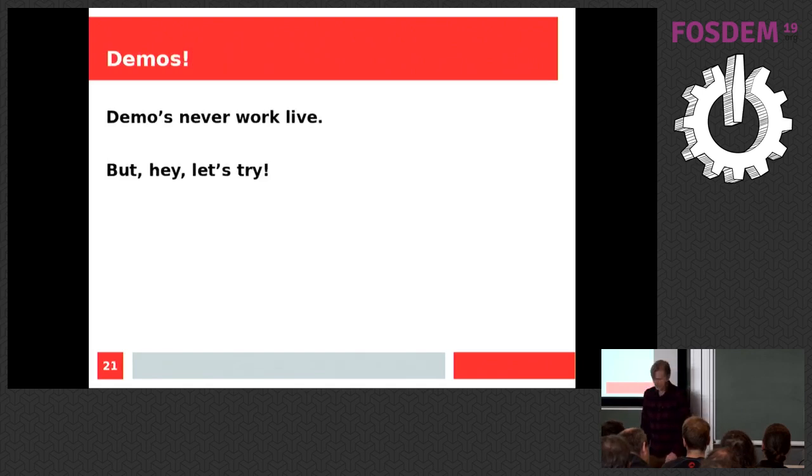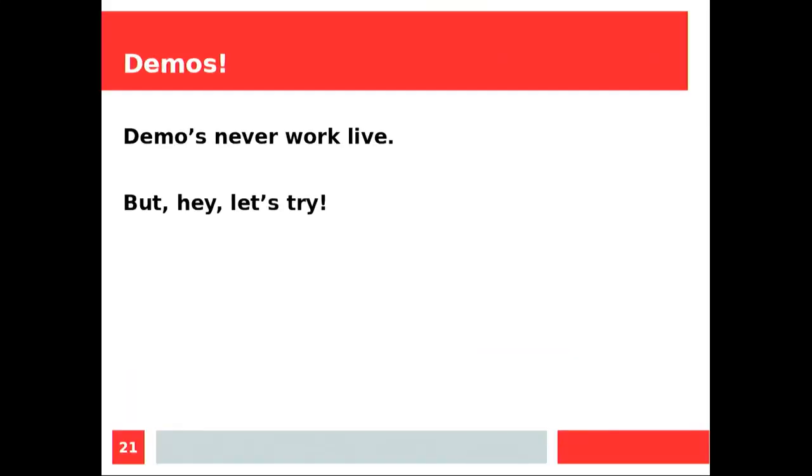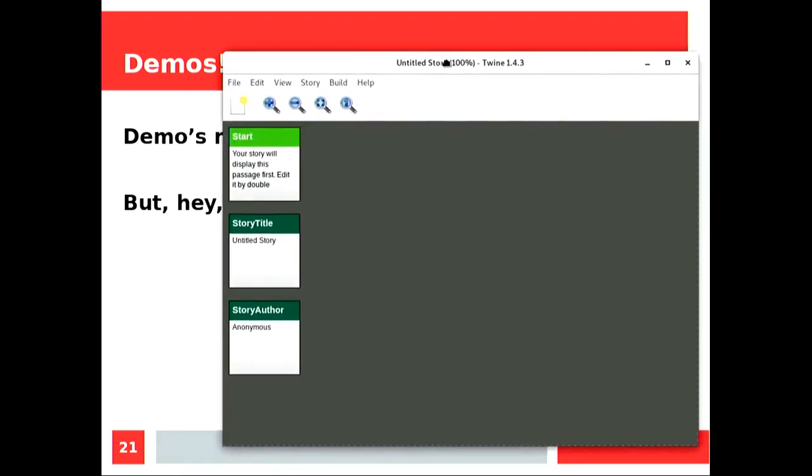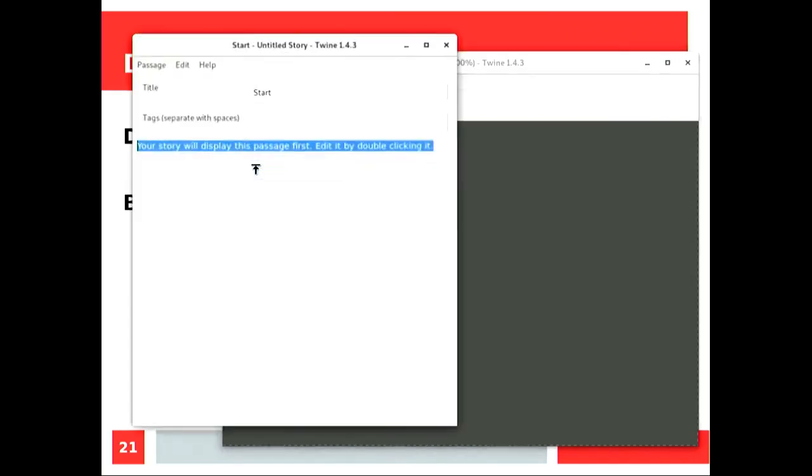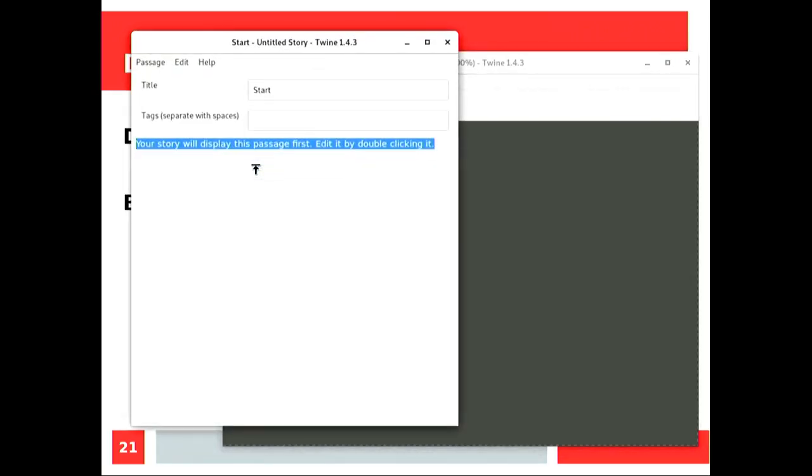Demos never work. Let's try a demo. Okay. And how do I make this the one window? I think if I try F8. Can I drag this over? Yes, I can. All right. So this is Twine. I'm going to write a game right now. You double-click this until it finally decides to work. Hello, thank you very much. I can't see this all.